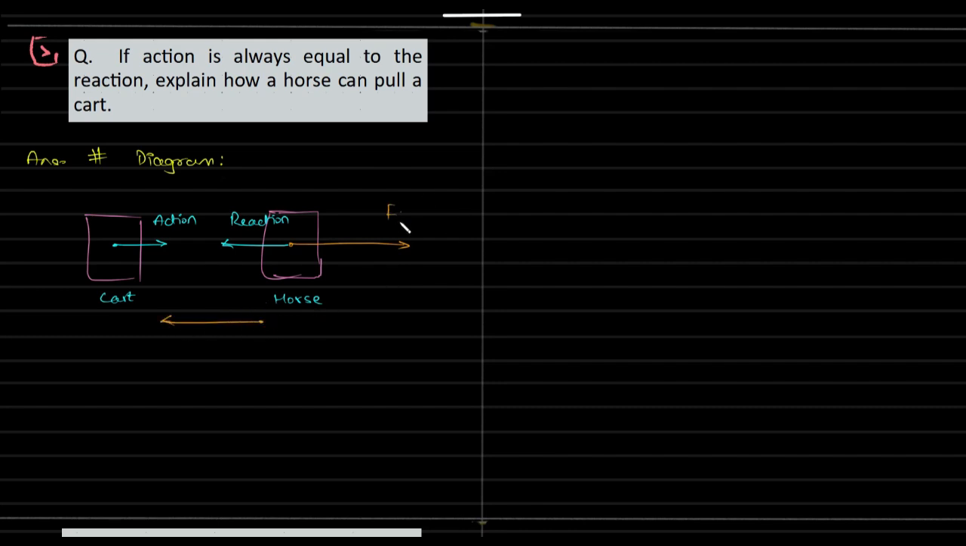So the force of friction is the one which is pushing the entire system forward. So this comes because of the horse pushing the ground. So basically over here, this is your action and this is your reaction.